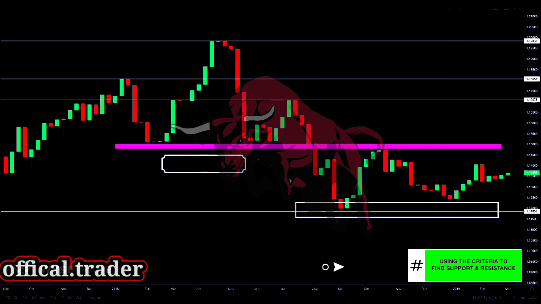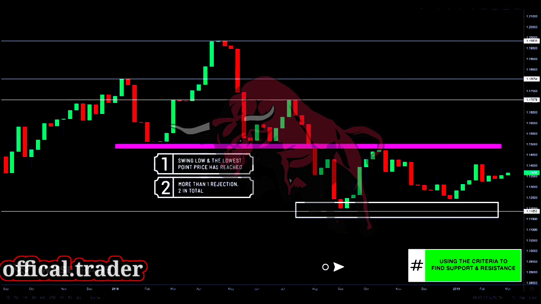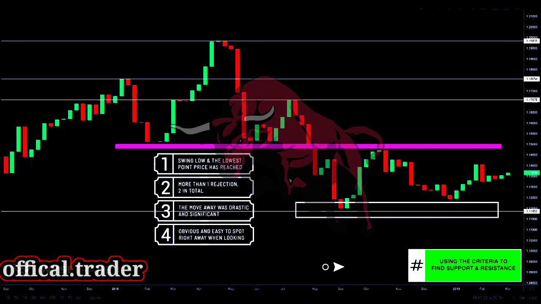1, it is the extreme swing low. 2, there's more than one rejection, 2 in total. 3, the move away was drastic. 4, the level is obvious. And 5, it is recent, meaning it was respected in a recent time period.